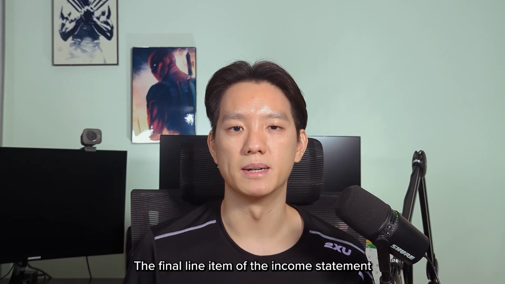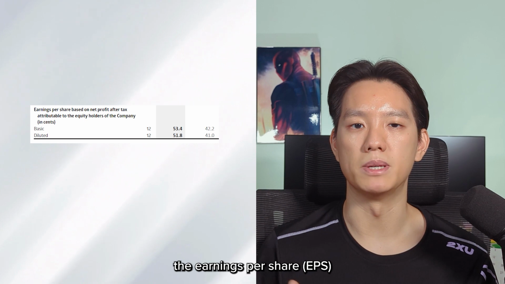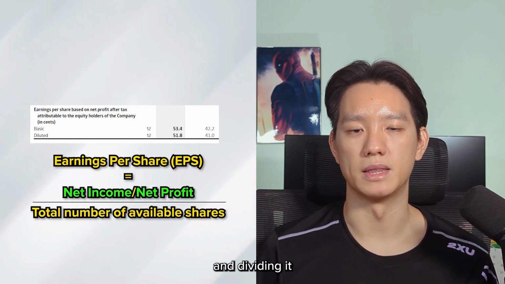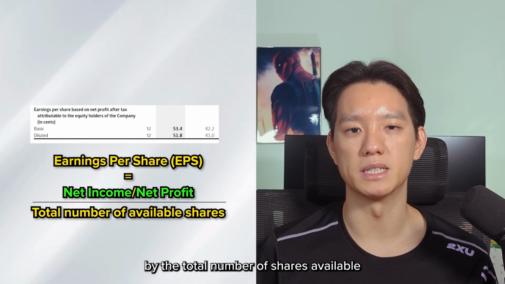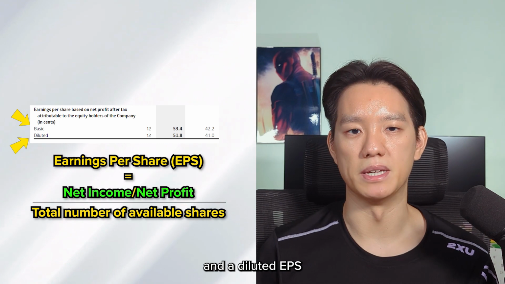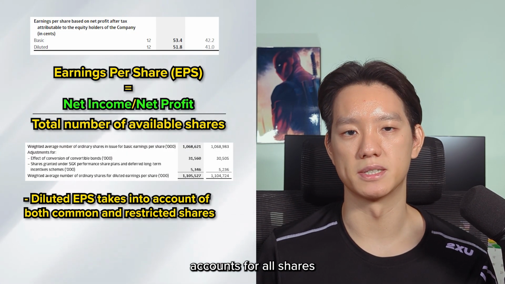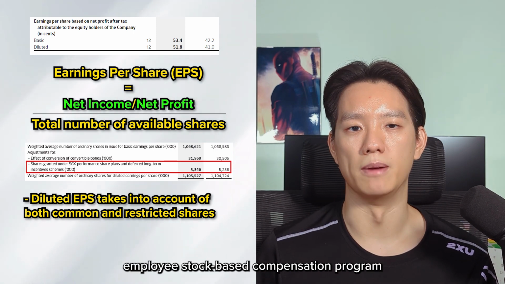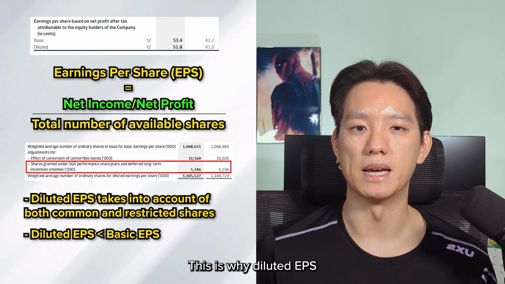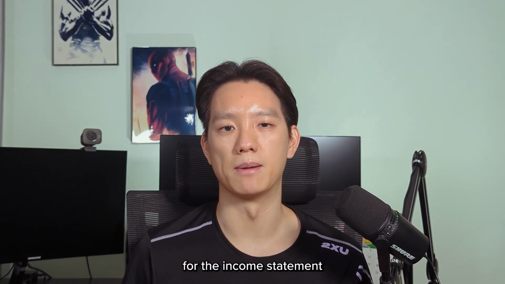The final line item on the income statement will usually be the earnings per share, or EPS for short. This value is derived by taking the net income and dividing it by the total number of shares available. You will notice that there is a basic EPS and a diluted EPS. The difference is that diluted EPS accounts for all shares, including those reserved for employee stock-based compensation programs. This is why diluted EPS will always be lower than basic EPS. So that's about everything for the income statement.